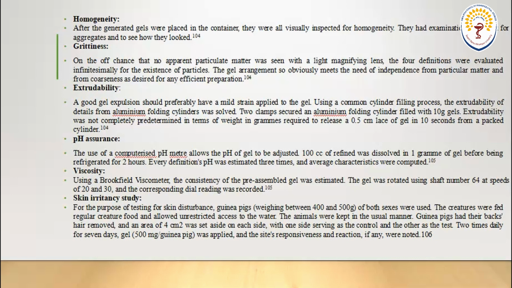Extrudability: a good gel extrusion should preferably require only a mild strain applied to the gel. Using a common cylinder filling process, the extrudability of gels may be determined. pH will be determined with the help of a digital pH meter. Viscosity will be determined by a Brookfield viscometer. In the skin irritation study, the purpose is to check skin disturbance or any unwanted effect produced by the gel on the skin.